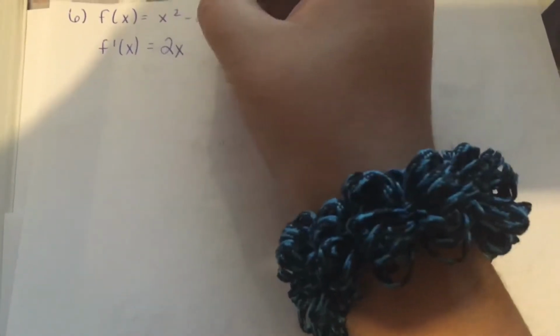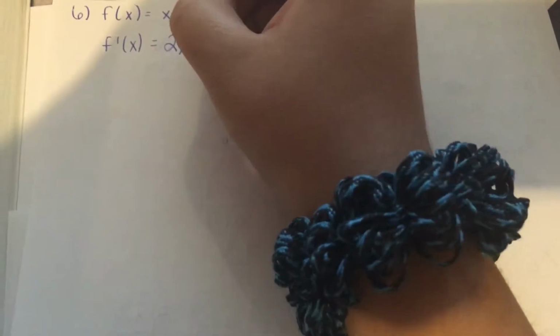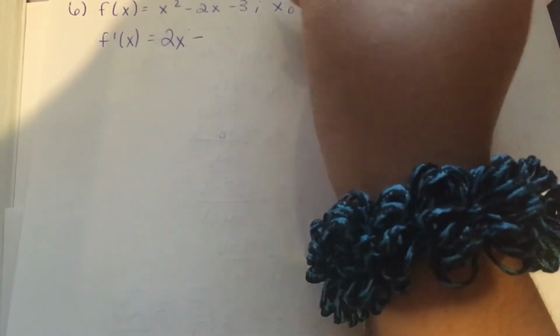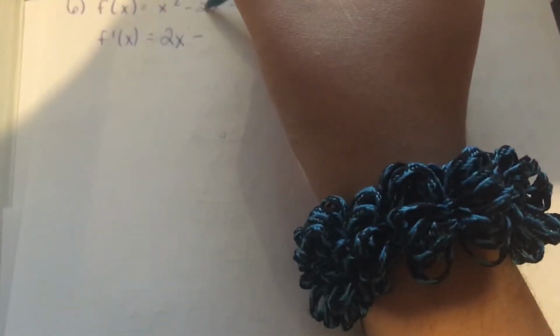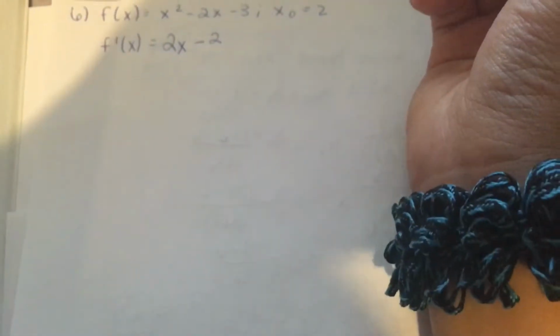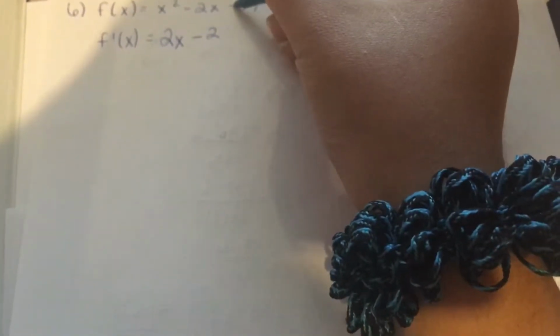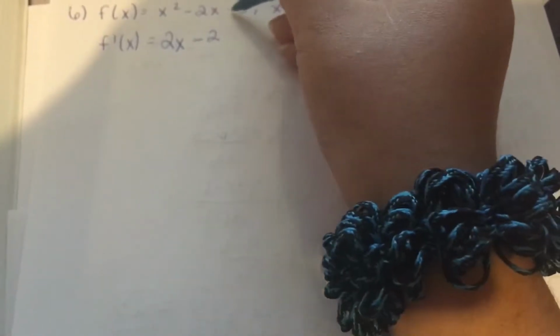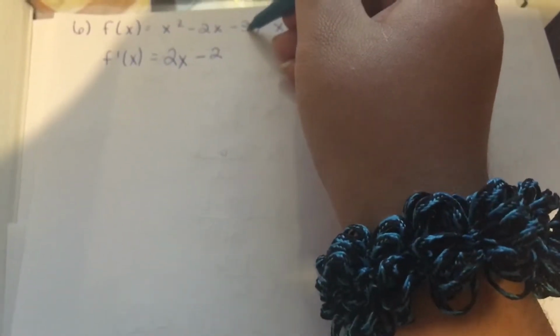Equation. So take the derivative of x squared. That gives you, bring down the 2, x to the 2 minus 1, which is just x to the 1. And the derivative of 2x is just 2. Minus 3: the derivative of 3 is just 0, so I'm just going to leave it out.